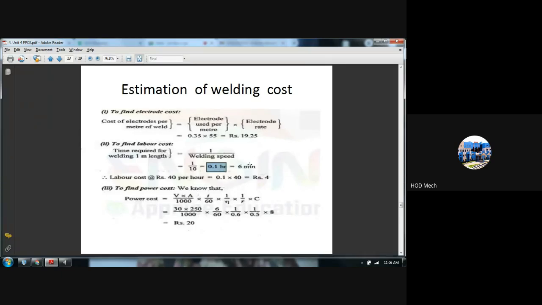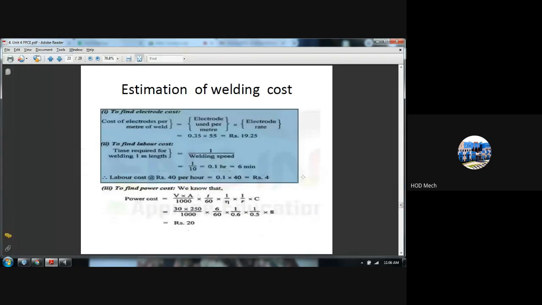Right? That is your second step. You are doing this entire calculation based on the given data. Right? Step 3, power cost.